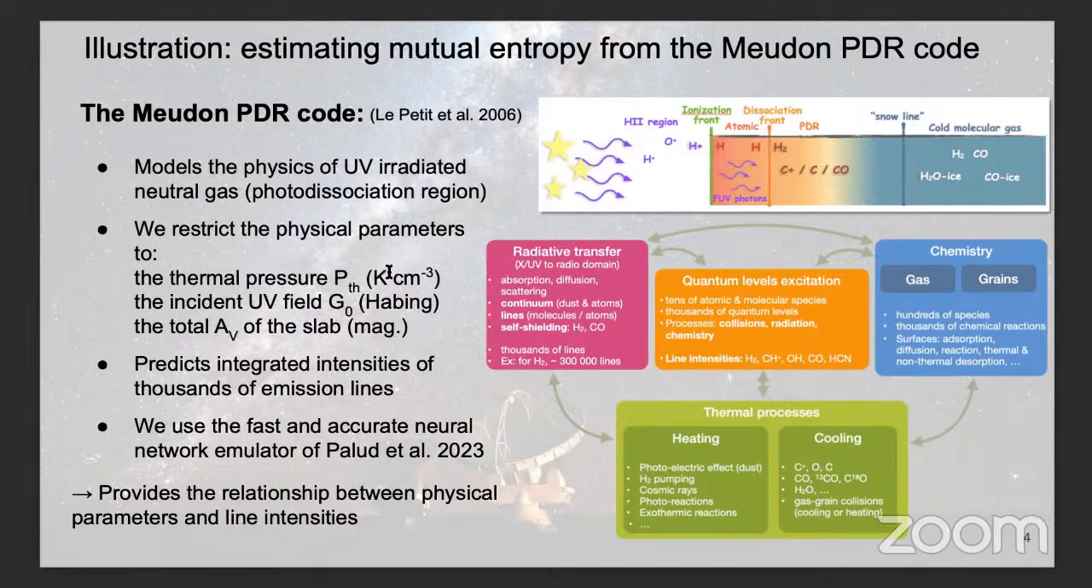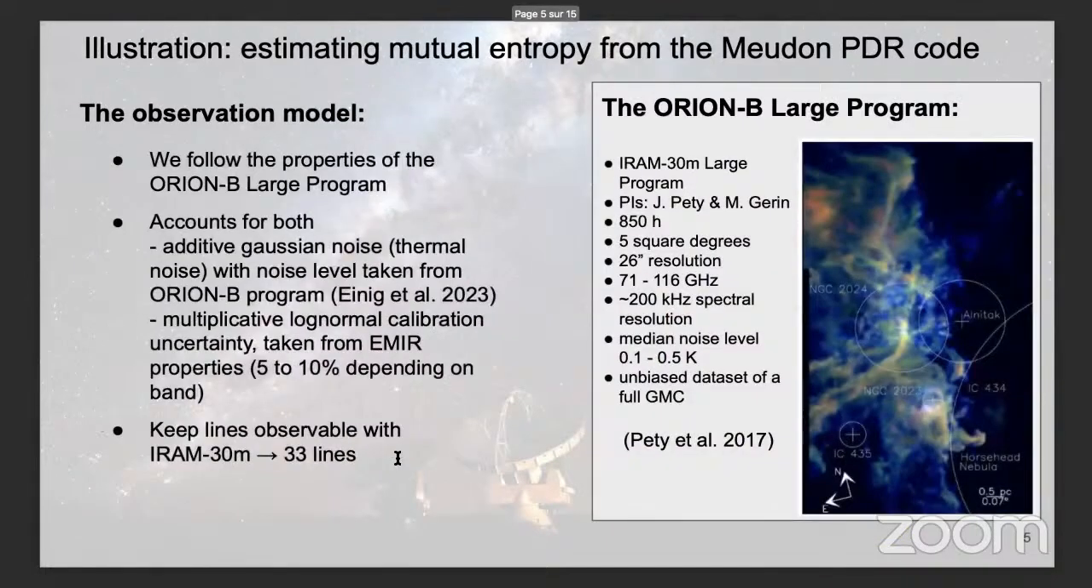Here we are restricting ourselves to only 3 physical variables that we are going to try to constrain: thermal pressure, UV field, and the total amount of gas on the line of sight, the total AV. And because we will need to estimate the model for many different sets of values of the physical parameters, we are using the fast and accurate neural network emulator that was developed by Pierre Palud in a previous work. We need to combine it with an observation model, so a model of the noise and the uncertainties that will be brought by the observation.